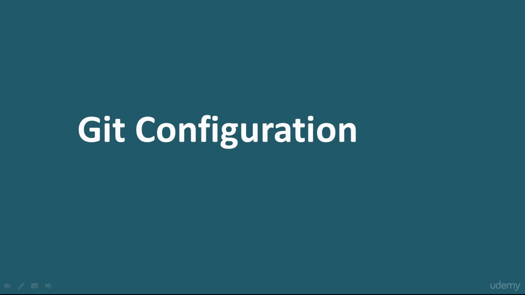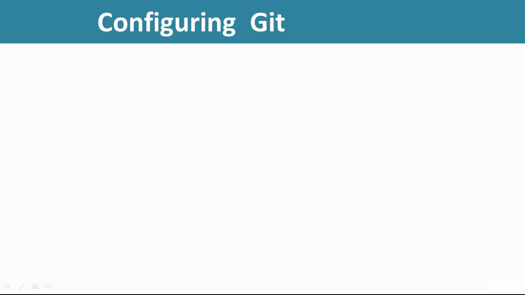In this lecture, I'm going to walk you through some basic Git configuration. There are three places that Git stores configuration information. And depending on how widely we want those configurations to apply, we can choose which option you want.